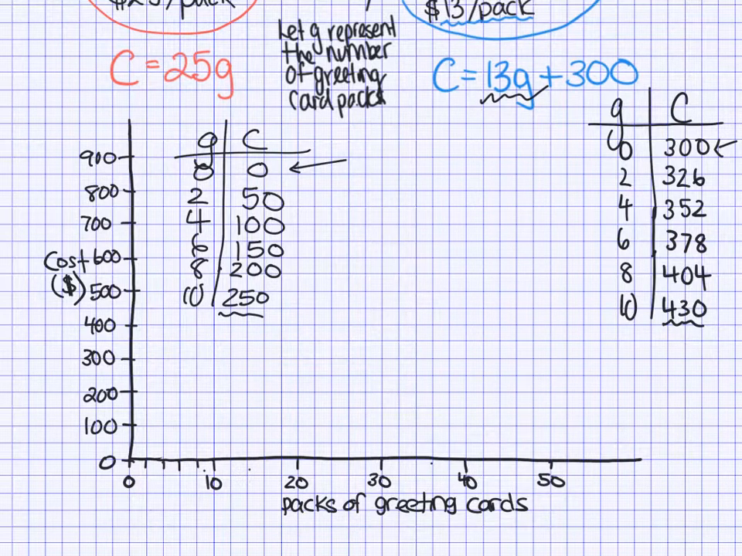Okay, so I'm going to graph my red line first so I can get rid of that table, because it's totally in my way. It's starting at 0, 0. Every pack of greeting cards, it's going up 25, or every 2 packs, it's going up 50. So if I sell 2 packs, that's $50. If I sell 4 packs, 100; 6 packs, 150. So it looks like I can just continue this pattern.